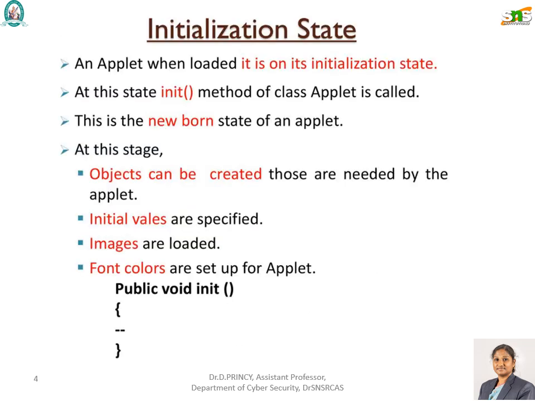Initialization state. An applet, when loaded, is in its initialization state. At this state, the init method of the Applet class is called. This is the newborn state of an applet. At this state, objects can be created by the applet, initial values are specified, images are loaded, and font colors are set up for applets. The syntax of the init method is public void init, and the body of the initialization method. It does not take any parameters.